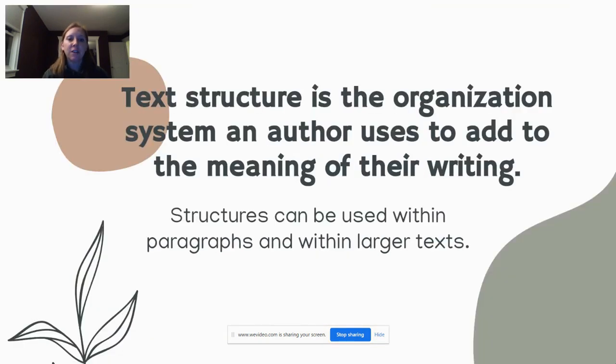Text structure just means the organization system that an author uses to add to the meaning of their writing. Structures can be used within paragraphs or within larger texts. So you can look at a small paragraph and the structure an author uses there, or you can consider the structure of the whole piece.